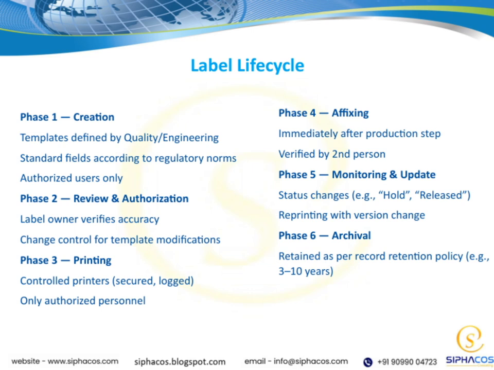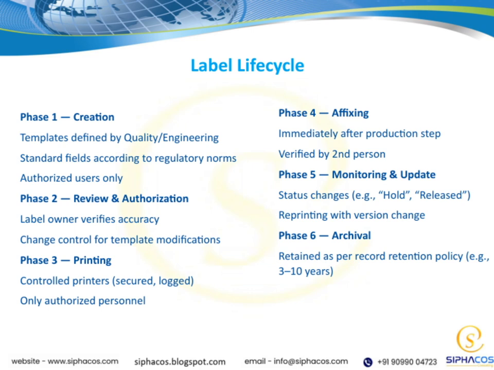In Phase 3, printing, we use controlled printers that are secured and logged. Only authorized personnel are permitted to operate these printers, which helps prevent unauthorized printing and maintains traceability. The next step is Phase 4, affixing, where labels are applied immediately after the production step. To ensure correctness, this process is verified by a second person, adding an extra layer of quality control. Phase 5, monitoring and update, involves actively tracking the status of labels, such as marking them as hold or released.